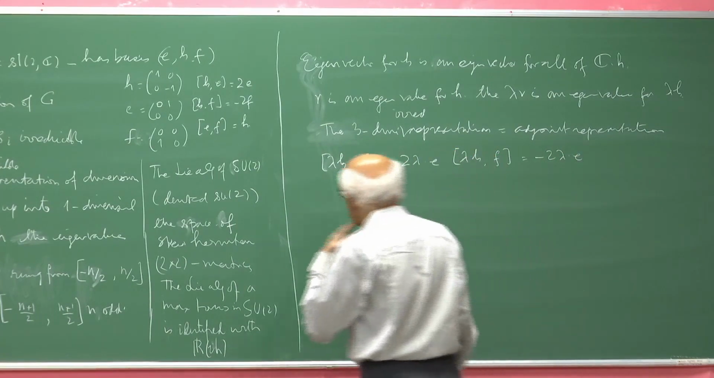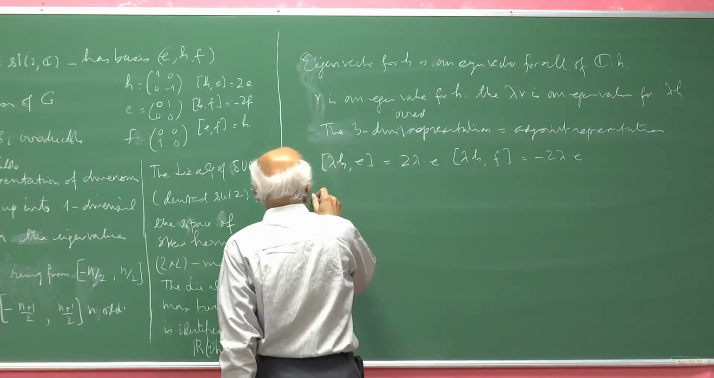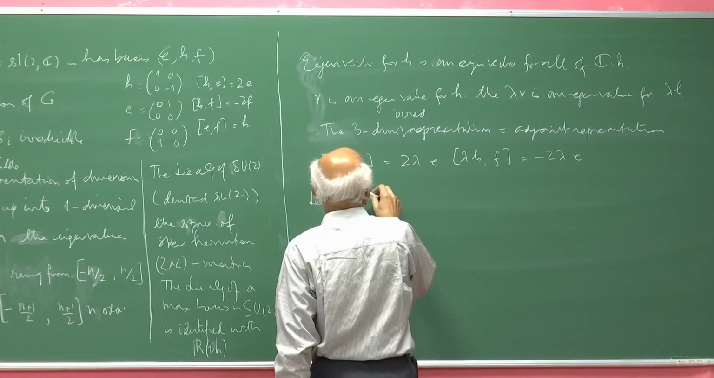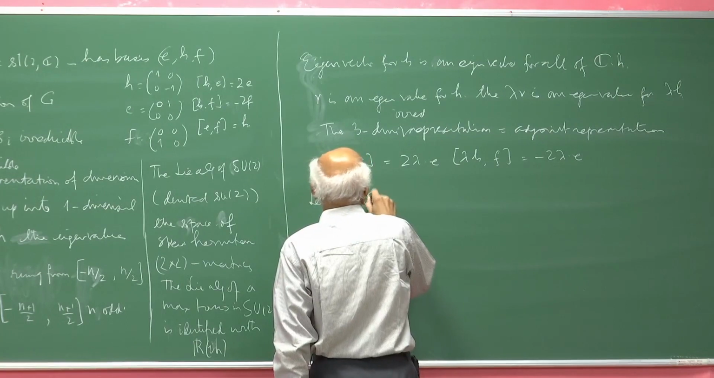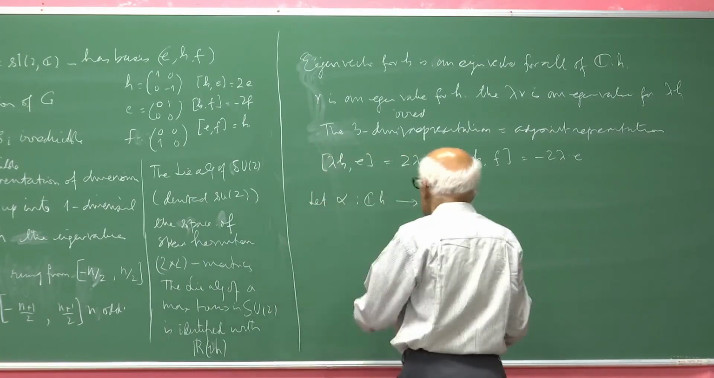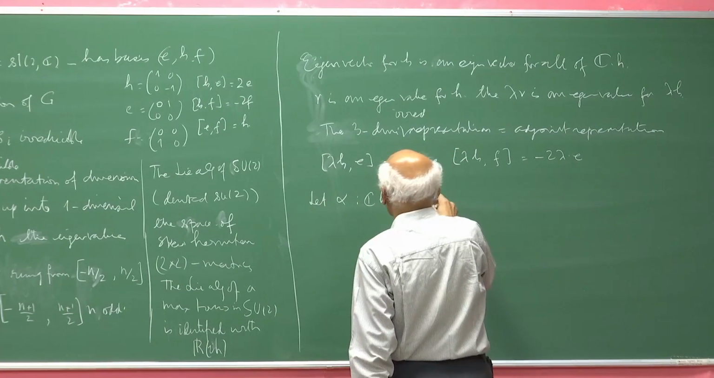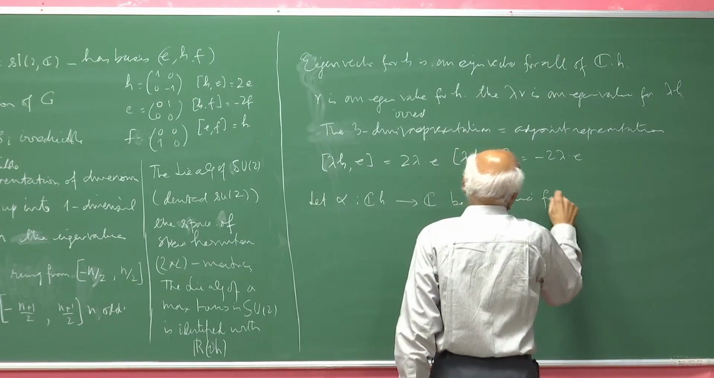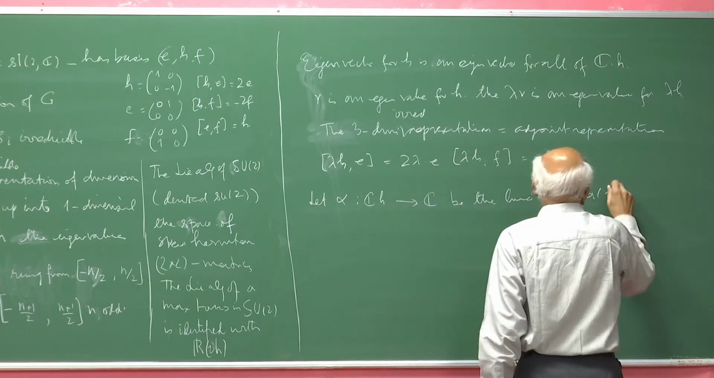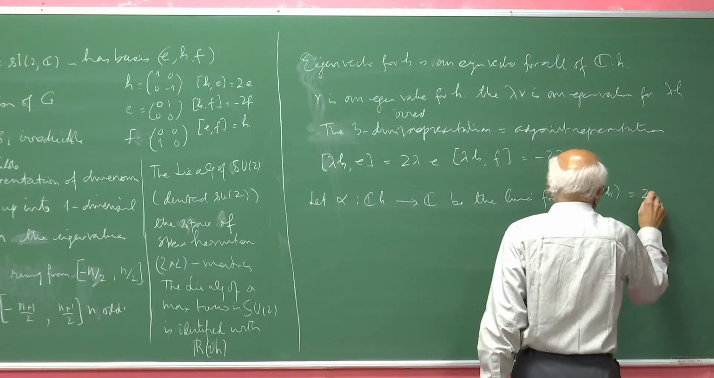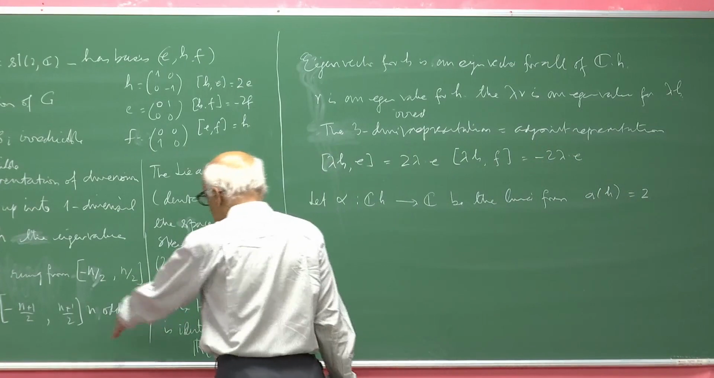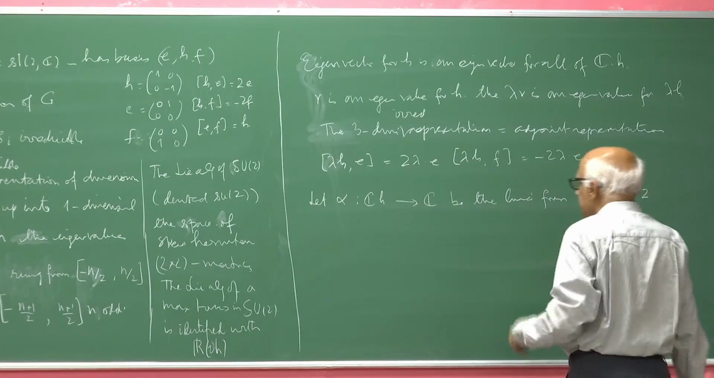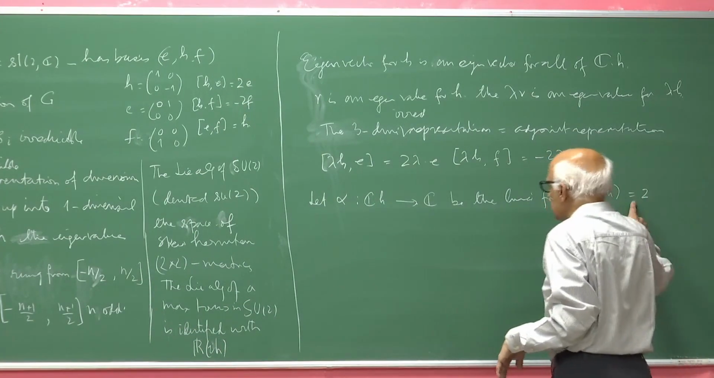The upshot of this is the following. Let alpha denote the linear form alpha from CH to C, with alpha of H equal to 2. The eigenvalues of H in the adjoint representation are 2, minus 2 and 0. So it's the linear form alpha of H equal to 2.